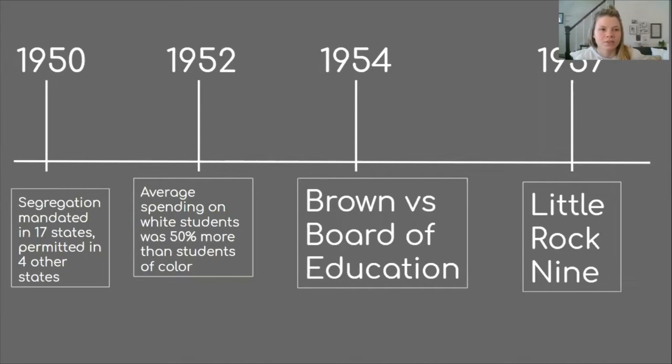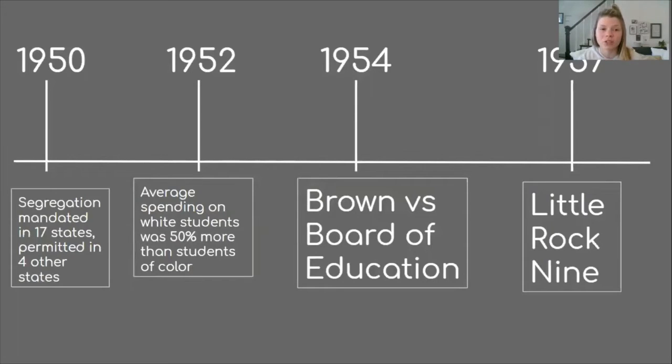In the 1950s, segregation was mandated in 17 states and permitted in 4 other states. That does not just mean allowed. It means that it was required, and it was only allowed in 4 other states. So 17 states require segregation.